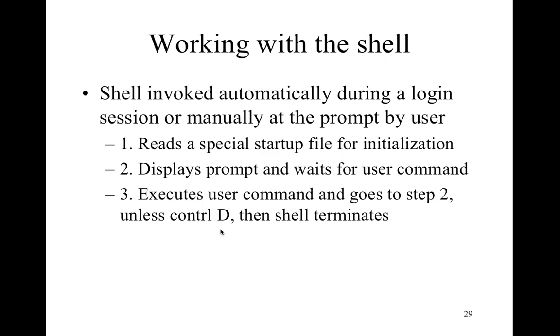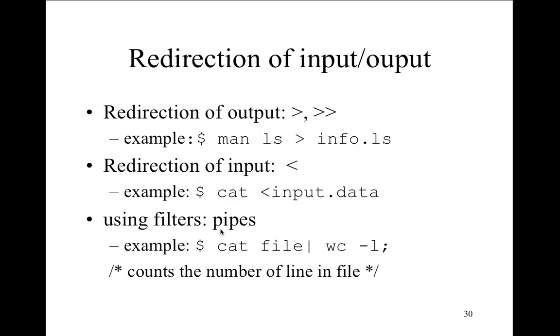In terms of working with the shell, the shell reads a specific startup file for initialization, sets parameters, sets environment variables, displays the prompt, and waits for the user commands. It executes the user's commands, and then it goes back to step 2 until Control-D happens, which is going to be a stop, and then the shell terminates. The shell always ends.